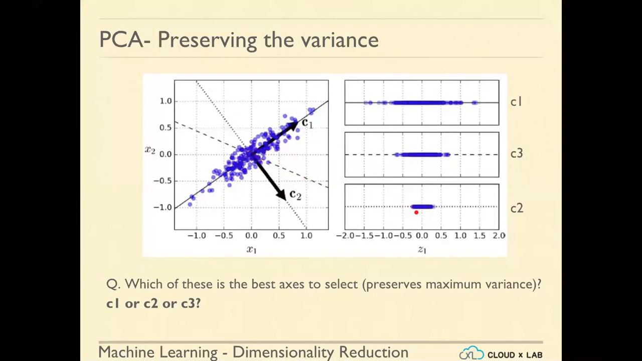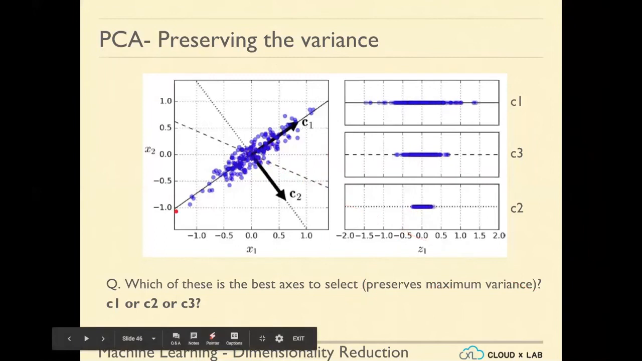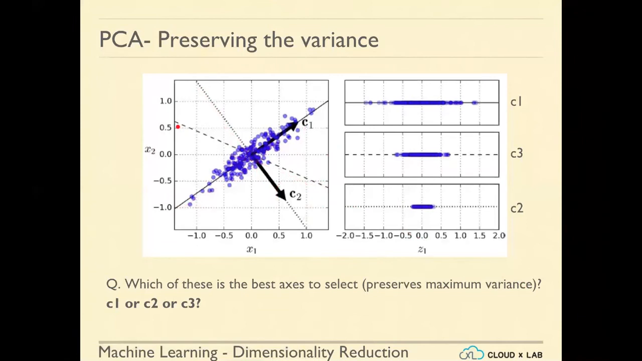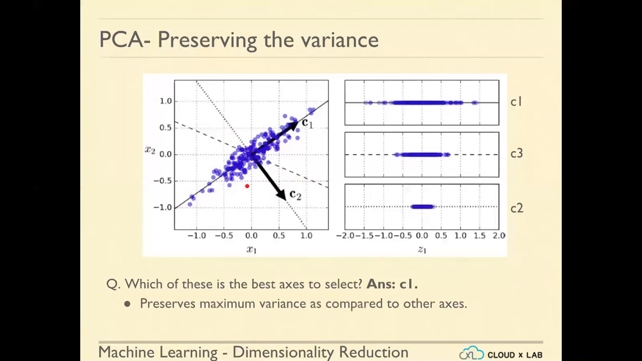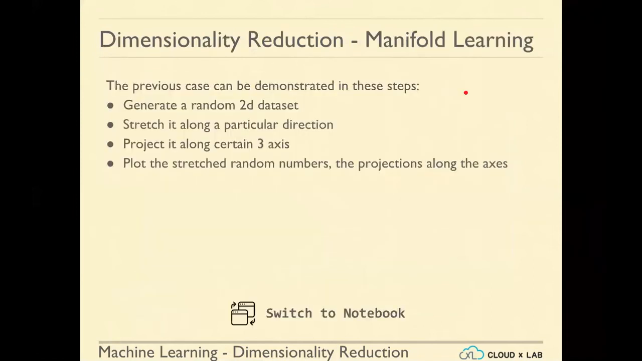So which is the best axis to select to preserve maximum variance? Should we keep this axis? Should we keep this axis? Or should we keep this axis? If you were allowed to choose only one axis, which axis would you keep? C1, that's right. So yes, we will keep C1. We want to keep the axis that gives us maximum variance compared to the other axes. So I hope everybody got the idea.